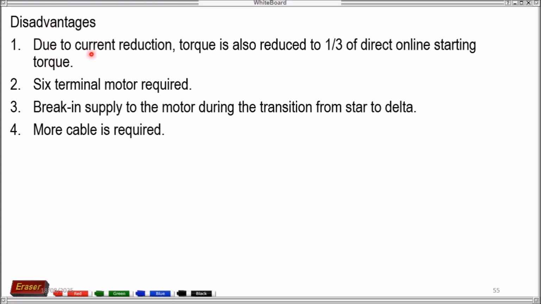Disadvantages: due to current reduction, torque is also 1/3 compared to the direct online starting torque. So 1/3 lang po ang kanyang torque. Then dapat yung motor mo is 6 terminal so that you could connect that one in Y and in delta. Break in supply to the motor during transition from star to delta or from Y to delta. So magkakaroon po ng momentary loss of supply when our controller changes from Y to delta, and nangangailangan ng maraming cable.